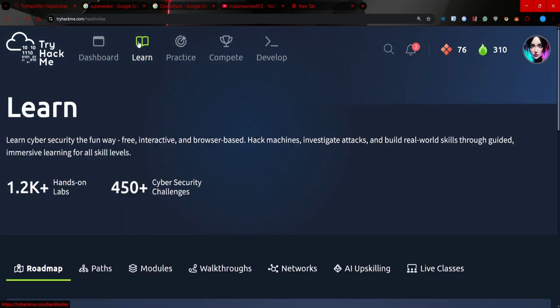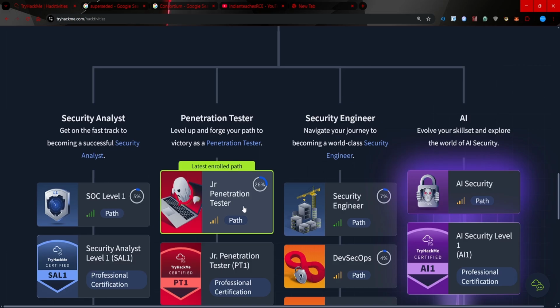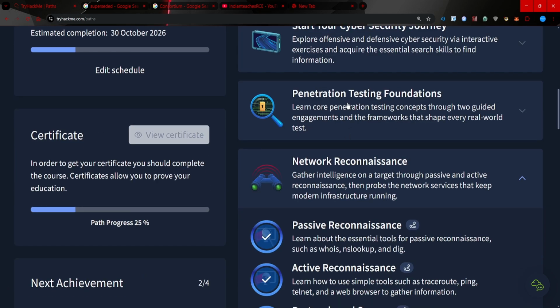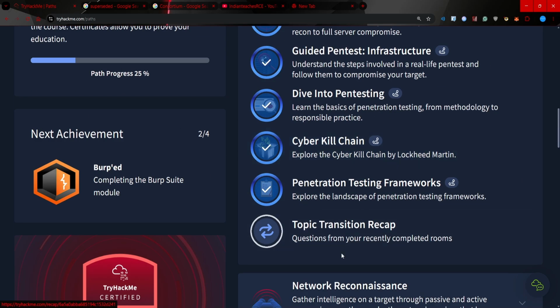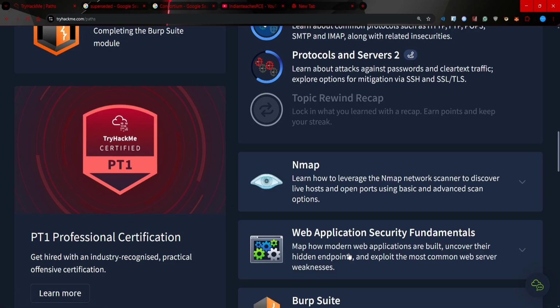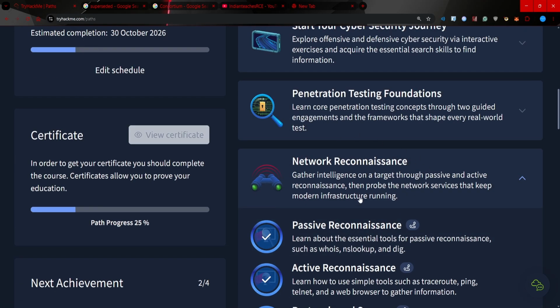Okay. Now this is going to be a little harder. So finally, we have done penetration testing foundations. Now it's time for network reconnaissance, a little bit of hacking. I'll redo this with you guys, of course.